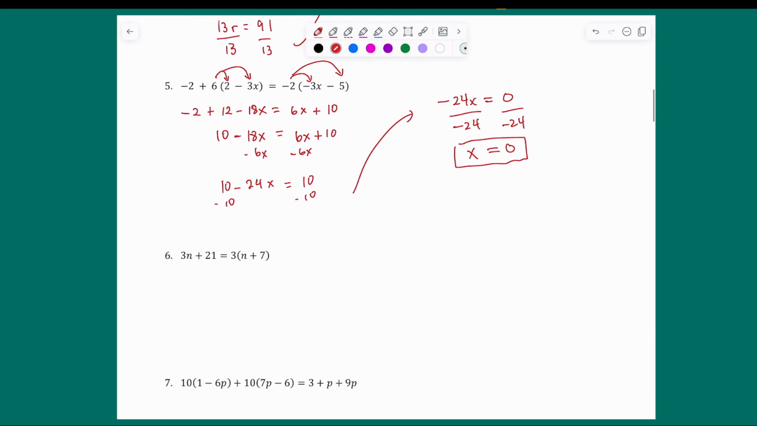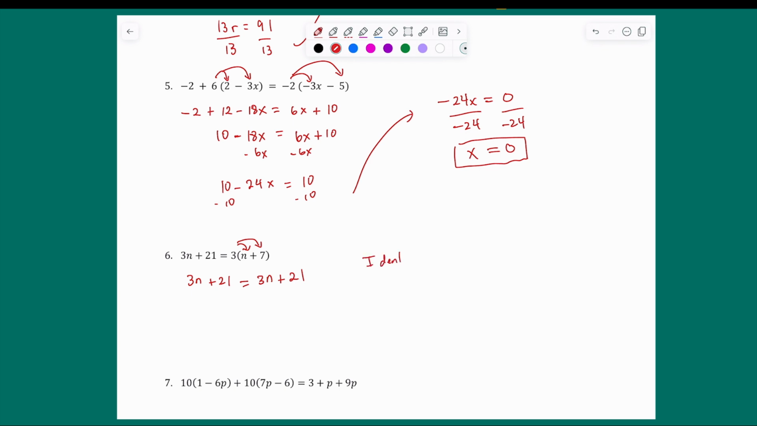Okay, so the next equation: 3n plus 21 equals 3 times n plus 7. The left-hand side is already complete, but the right-hand side is not. We have to distribute, so we distribute 3 to get 3n plus 3 times 7, which is 21. You can see that the left-hand side and the right-hand side are identical, and so this is what we call an identity equation.